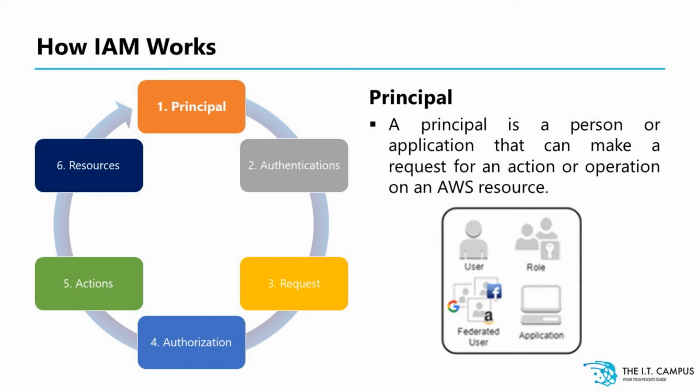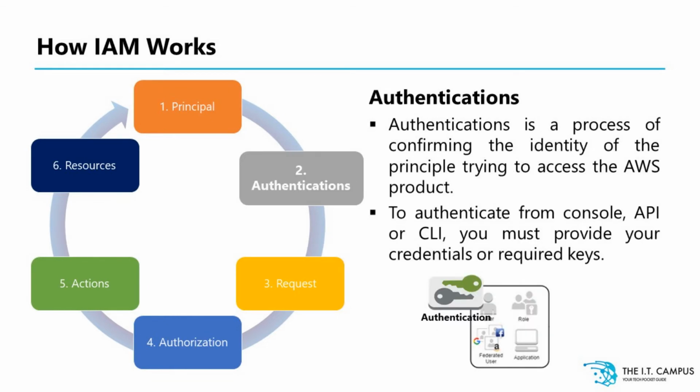The principal is authenticated as the AWS account root user or an IAM entity to make requests to AWS. As a best practice, do not use your root user credentials for your daily work. Instead, create IAM entities. You can also support federated users or programmatic access to allow an application to access your AWS account. Authentication. Authentication is the process of confirming the identity of the principal trying to access the AWS product. How would it be authenticated? It would be authenticated by using their credentials to send a request to AWS. To authenticate from the console as a root user, you might sign in with your email address and password. As an IAM user, provide your account ID or alias and then your username and password.